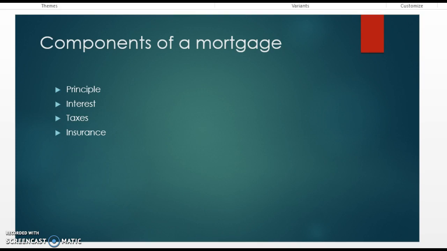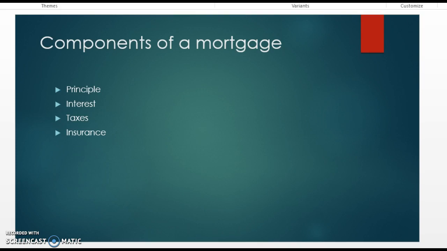Now, another thing that you're generally going to have is insurance. Because this is a large purchase and you have a lot at stake, the bank has a lot at stake, they're not going to take a chance on losing their investment in your property due to a fire or a natural disaster or even vandalism, anything that could happen to the property to diminish its value or destroy it.